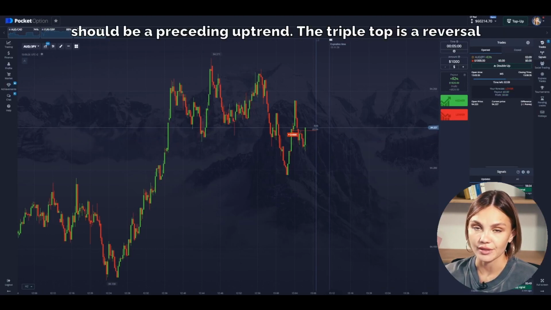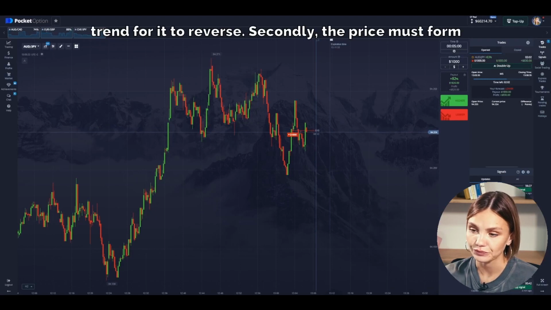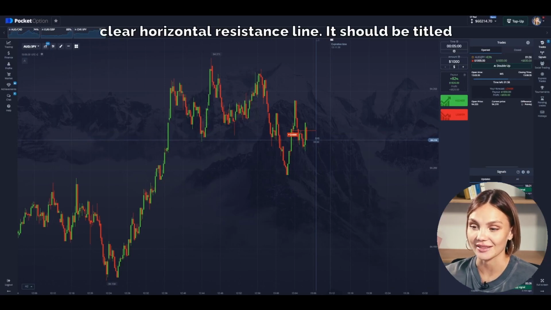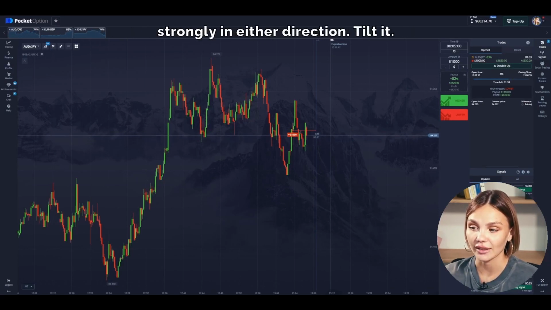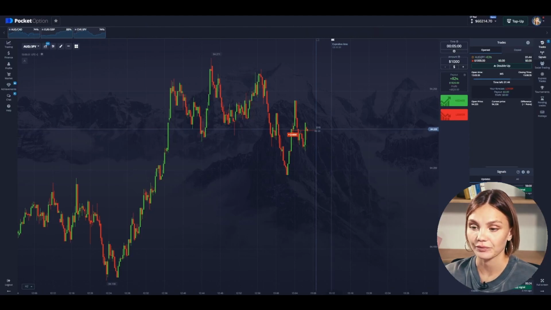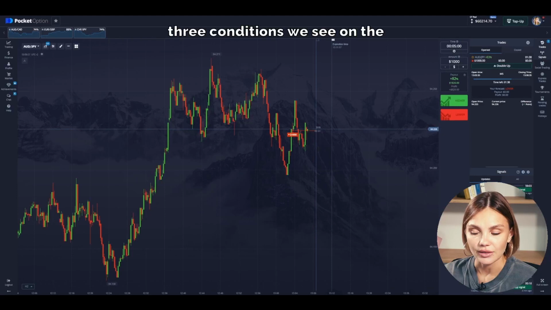Firstly, there should be a preceding uptrend. The triple top is a reversal pattern, which means there must be a trend for it to reverse. Secondly, the price must form 3 highs through which you can draw a clear horizontal resistance line. It should not be tilted strongly in either direction. Thirdly, between the highs, there should be 2 lows that are also at the same level. These lows should form a clear support line. These are the 3 conditions we see on the chart right now.